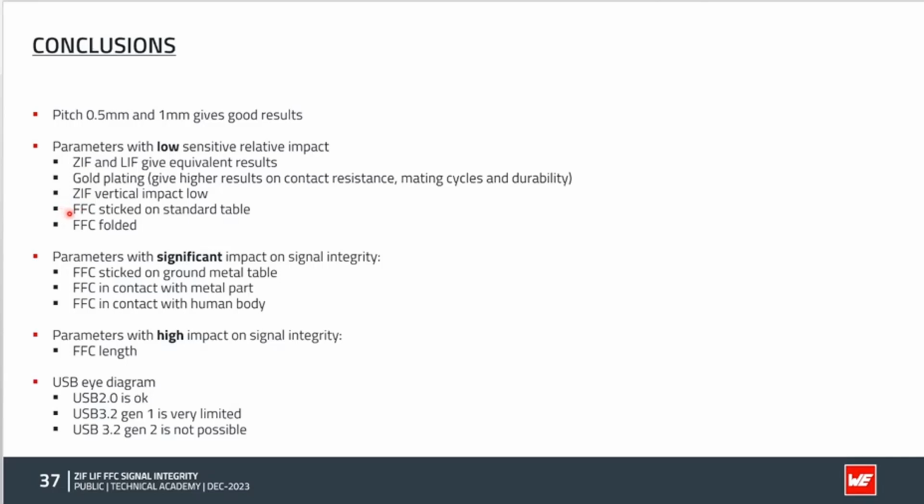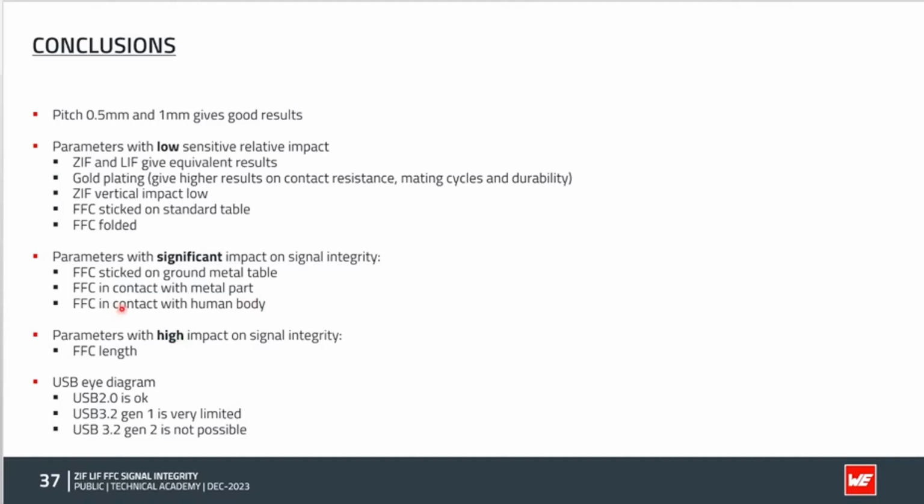The FFC stuck on the table, on the standard table, and the FFC folded have no impact or low impact on the signal integrity. What changes a little bit is if you stick it on a round metal table, if you touch it with your hand, or if your FFC is in contact with a metal part, with the insulator of the FFC, not the copper trace inside of the FFC.